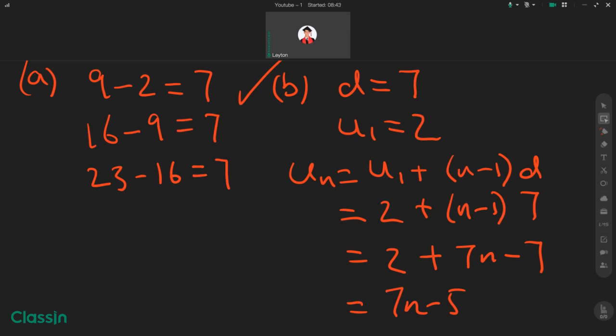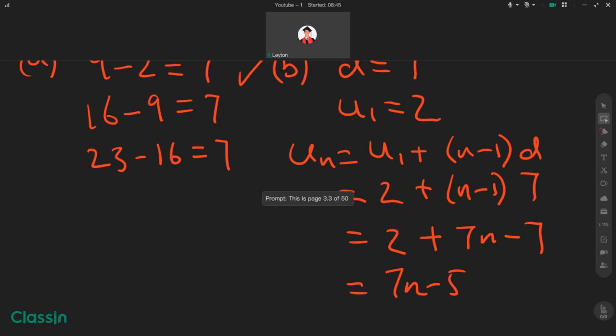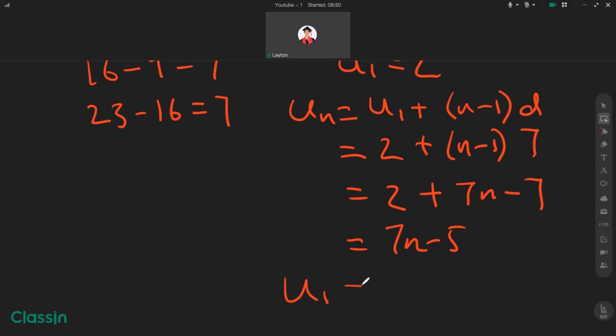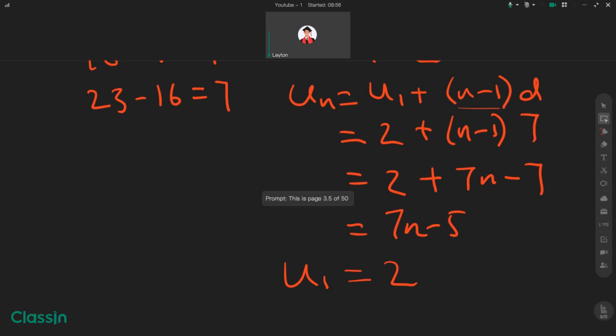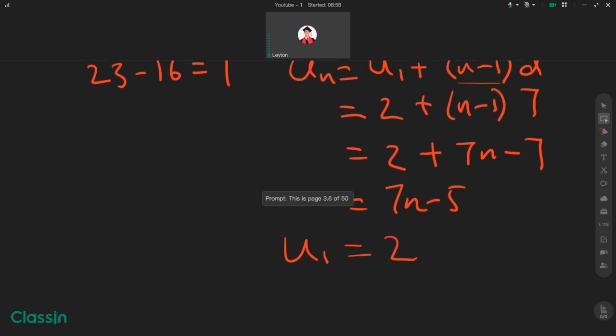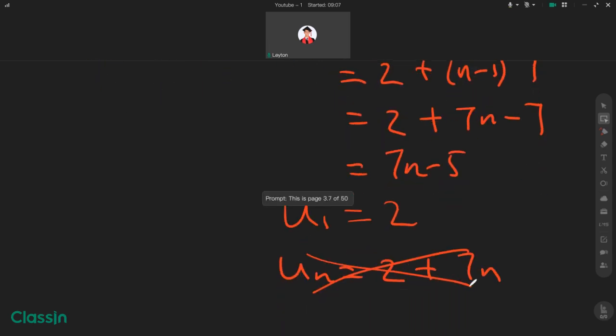Now we can see here that U of 1 is going to be 2. And that's why we need that n minus 1 in there. Because if we didn't have n minus 1 and we just had nd, for example, if U of n was just 2 plus 7n, then the first term would be 9. So that's why this doesn't work.